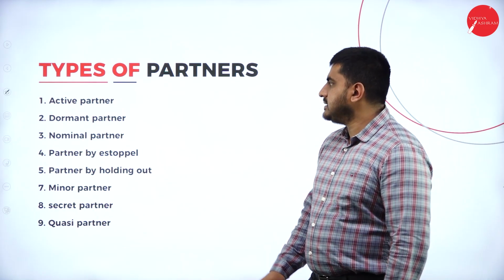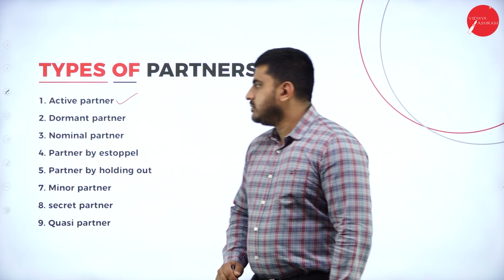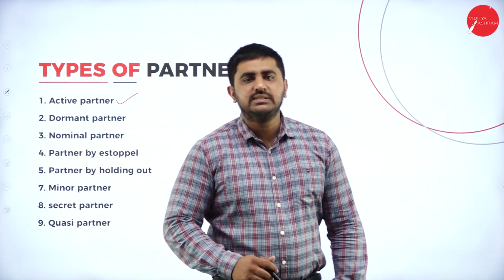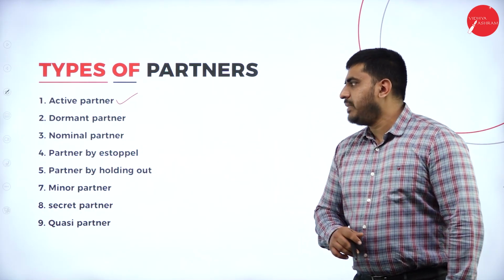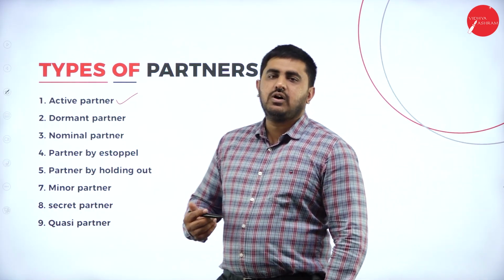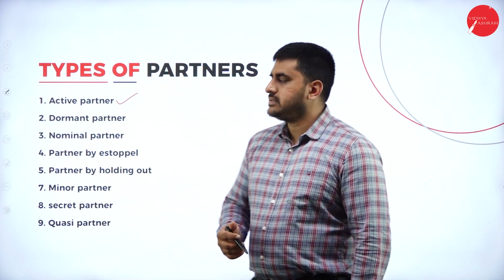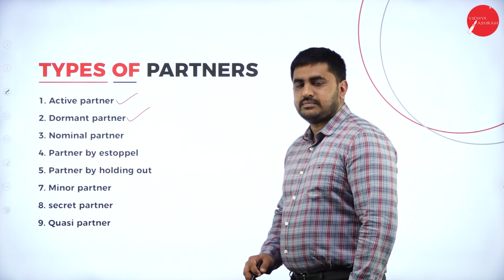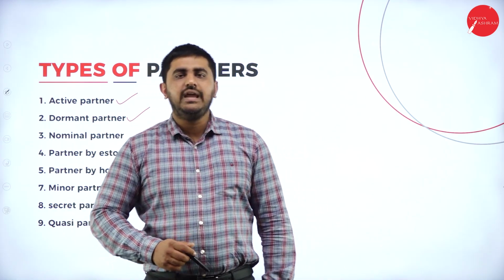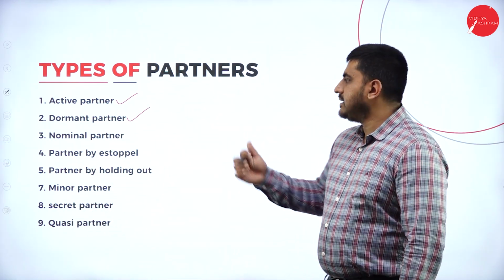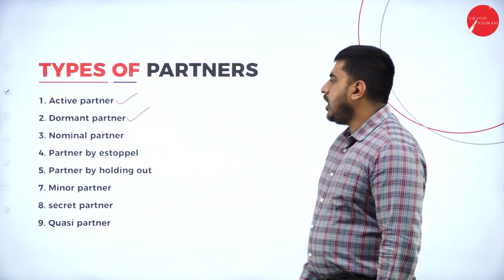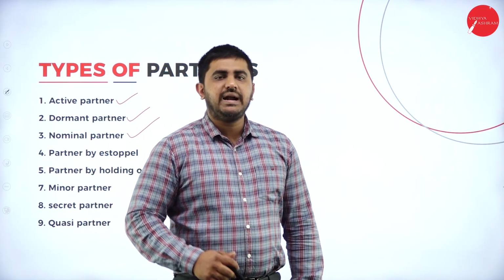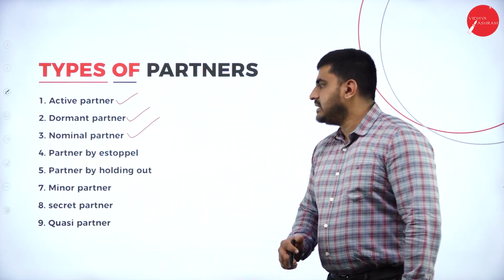So there is the active partner. So basically, who is an active partner? He invests money, is very active in the business, and we call him an active partner. He controls or manages the activities on a daily basis. Dormant partner. A dormant partner will invest capital, but he will not take part in the activities. Such a partner is called a dormant partner. Nominal partner, just for namesake, he becomes a partner in a particular partnership firm.